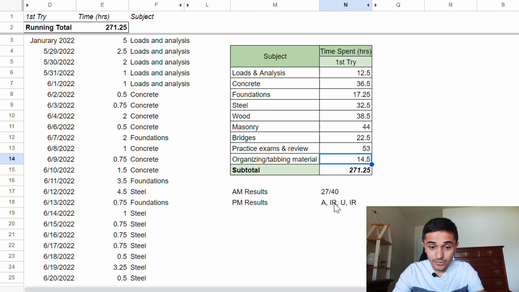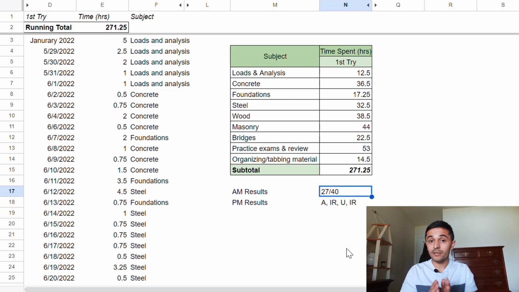As far as my results, you see down below here that I got 27 questions correct out of 40. And for the afternoon, I got this A, I, R, U, and I, R. And what this means is A is acceptable. It means I aced the question, or whatever I got wrong was minimal. IR means improvement required. I got a portion of the question right, and maybe a larger portion of it was not correct. But they felt like if I improved it a little bit, then it would be acceptable. That's why they left it as IR.